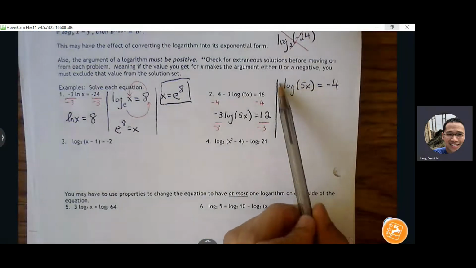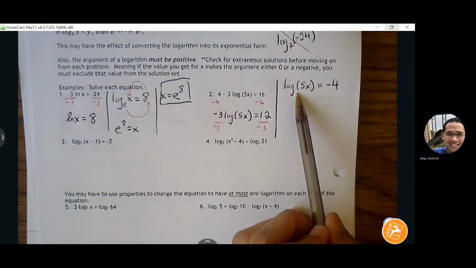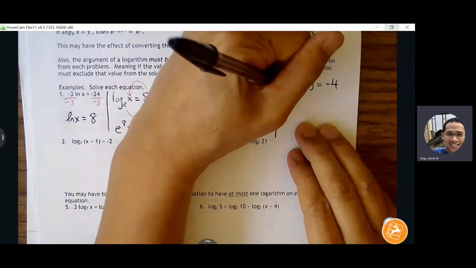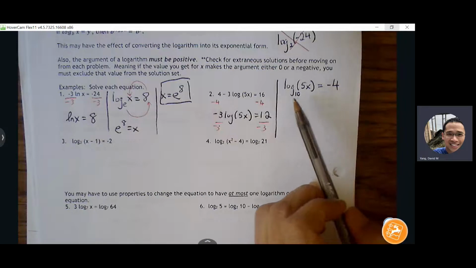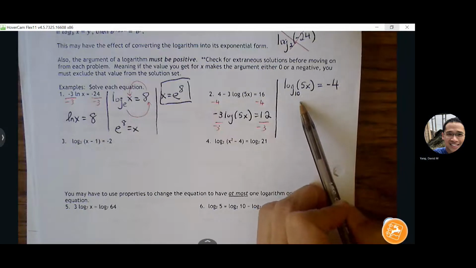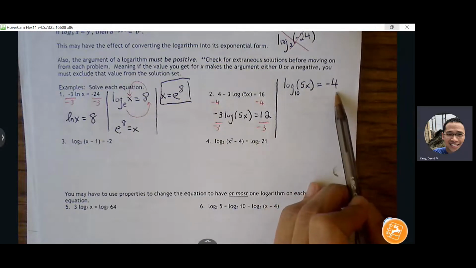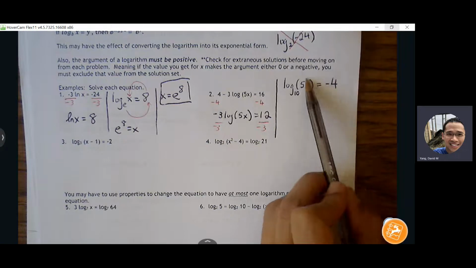This is in the shorthand form. What's the hidden base here? 10. Okay. So once you get that 10, it's a little bit easier now to convert it into exponential form. We start with the base. Base raised to the exponent is equal to the value. Just go in a circle and pick up values as you go along.